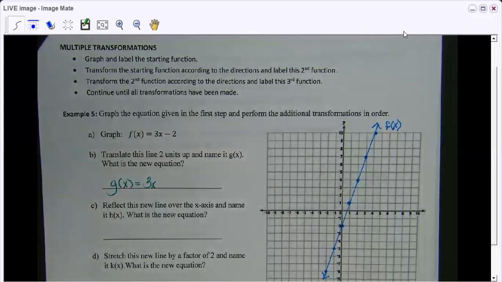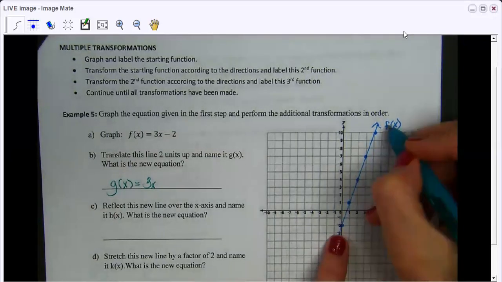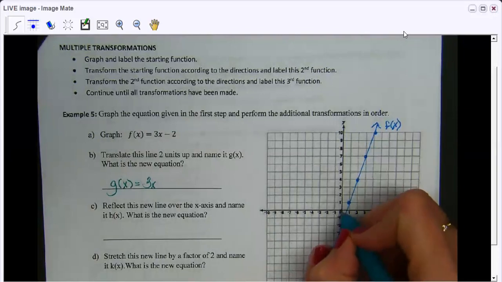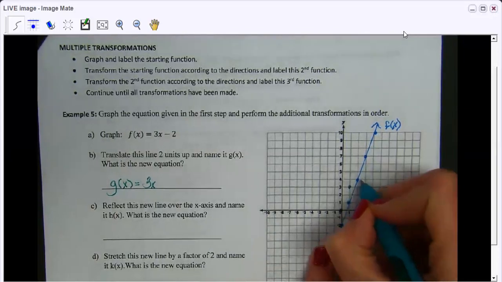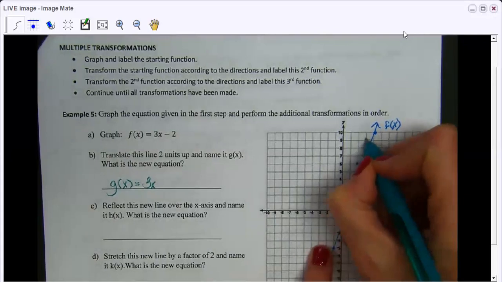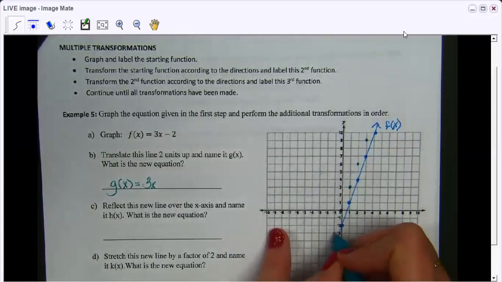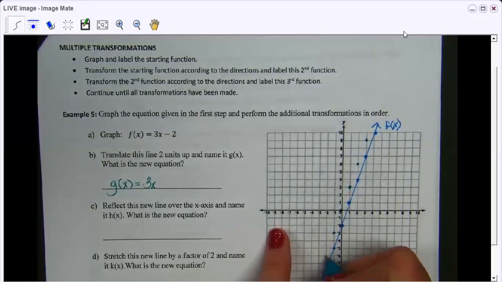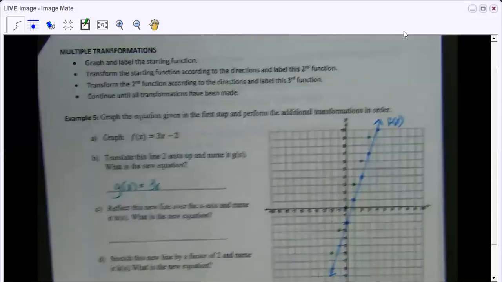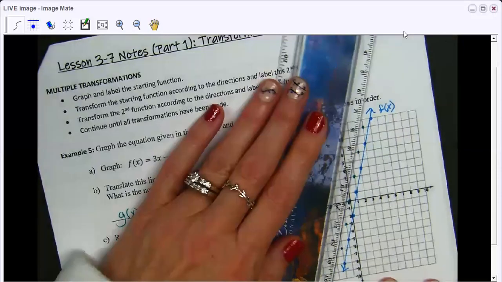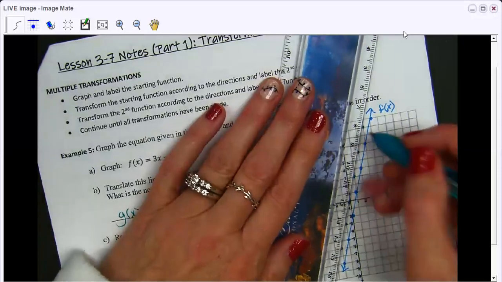Now, if I didn't know the rule and I just wanted to maneuver my line first, then I'm going to take every single point and shift it 2 units up. Okay, and then you could draw your line and label it g of x.